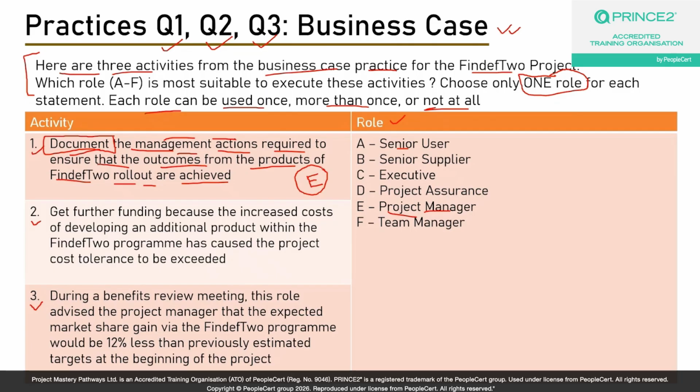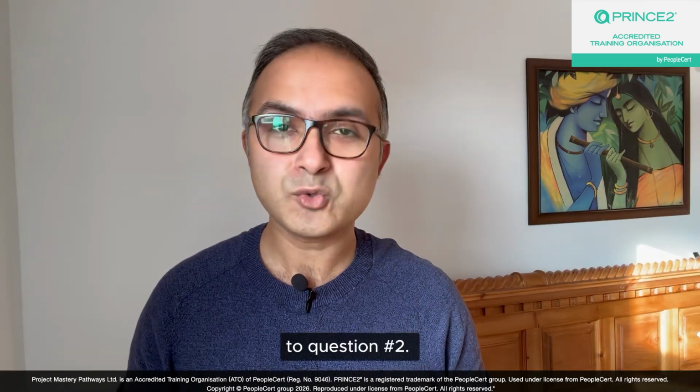So very critical. Please go to your PRINCE2 manual and study the appendix section, where they have highlighted the various roles and responsibilities related to a PRINCE2 project. I think you will find it in appendix 1 or appendix 2. I'm not too sure, but it is definitely in the appendix section of your PRINCE2 manual. So the correct answer to question number 1 is option E, which is project manager. Next, let's move on to question number 2.